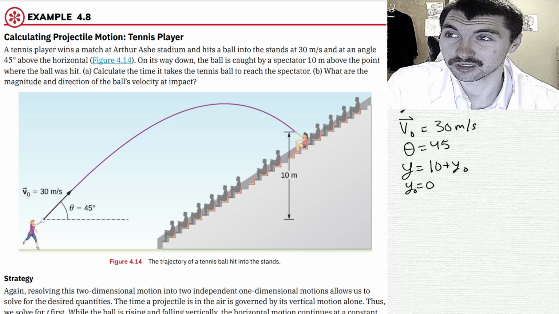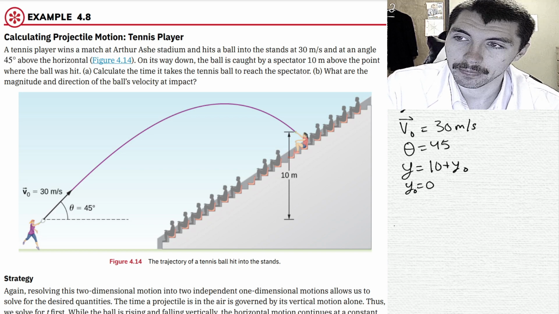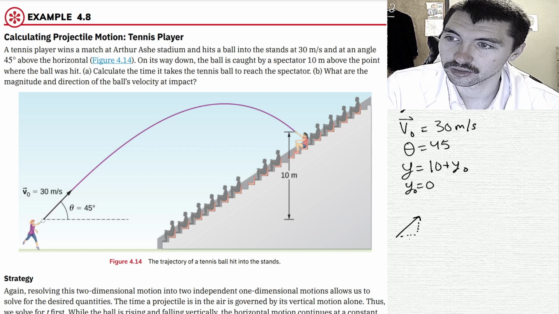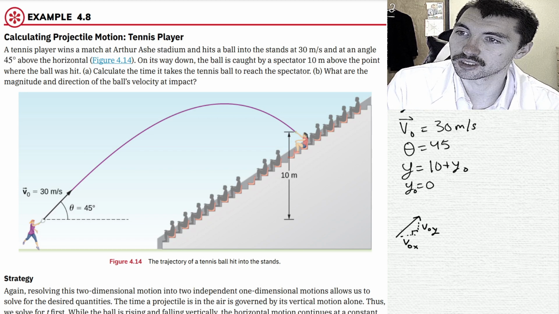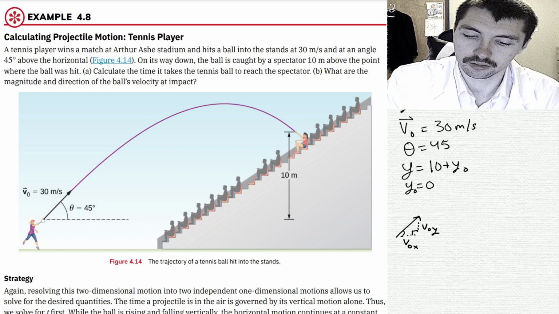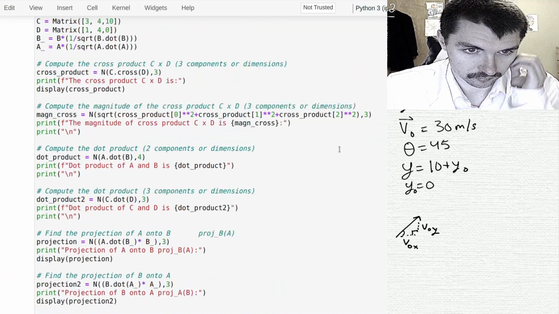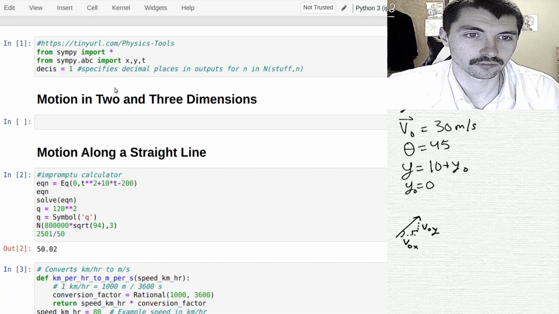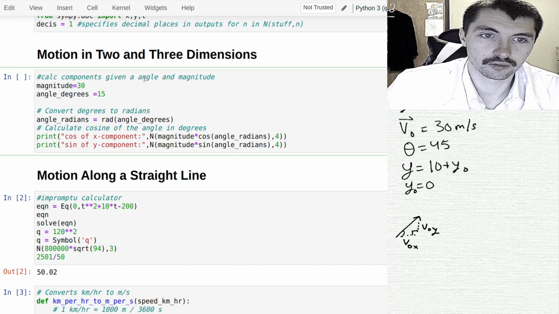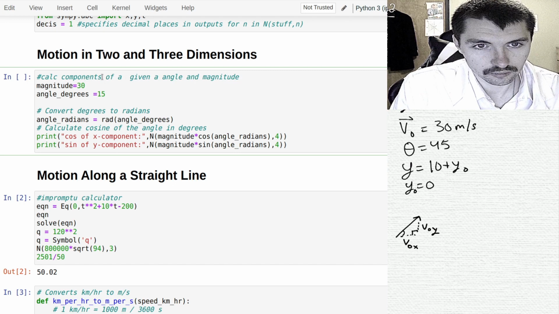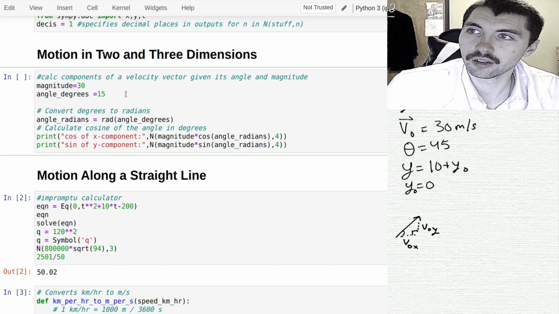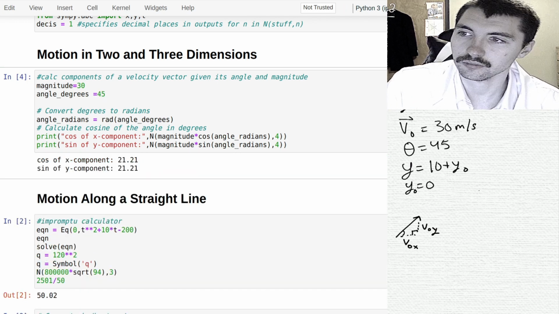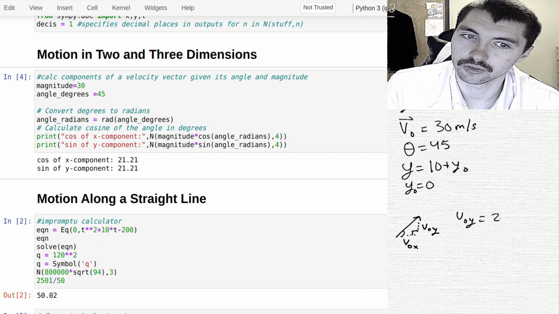Okay, so I know they're going to want us to convert this. We have a vector, so we're going to convert it into its v not x, v not y. Okay. So we're going to do that with some trig. In other words, plug it into our calculator. So 30 and 45 degrees. So v naught y is 21.